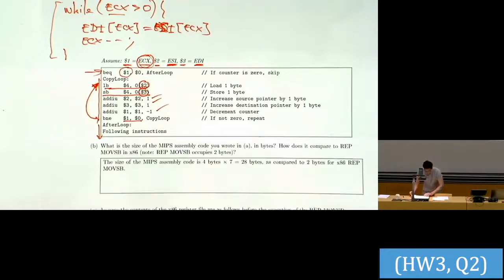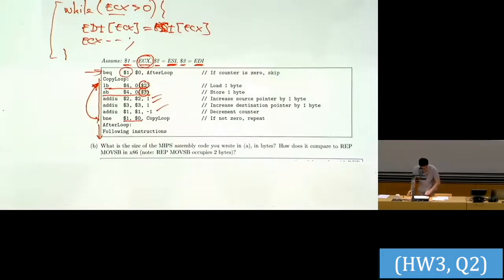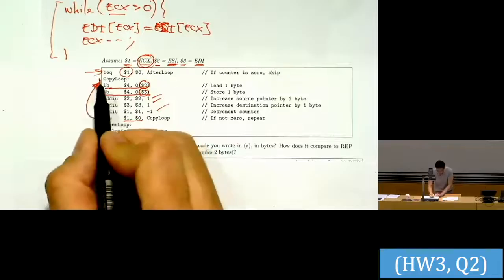So let's continue and go to part B. In this second part of the exercise, it says, what is the size of the MIPS assembly code you wrote in A in bytes? How does it compare to rep movsb? And it says, note, rep movsb occupies 2 bytes, right? So this Intel x86 instruction occupies 2 bytes. And the question is, how many bytes does this code that we have just written occupy in memory?